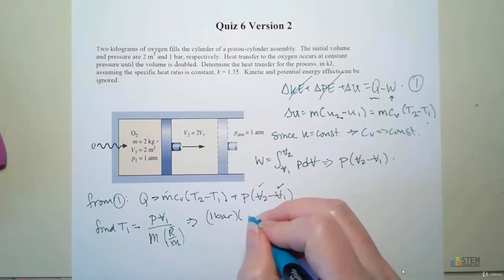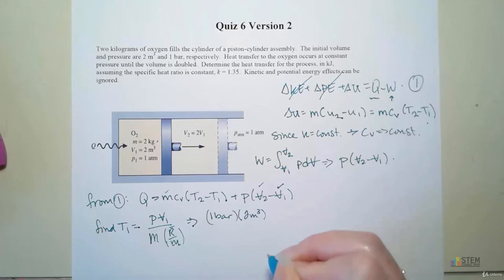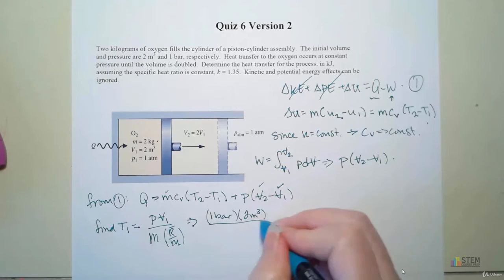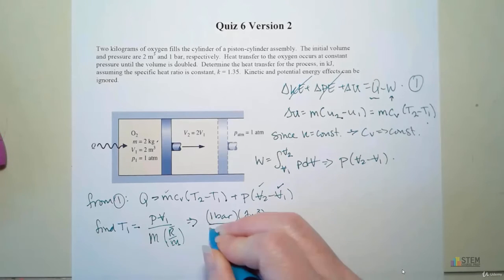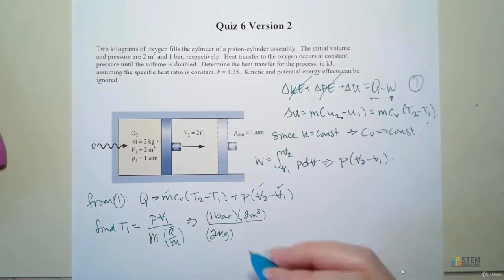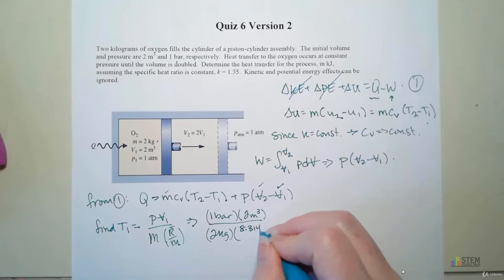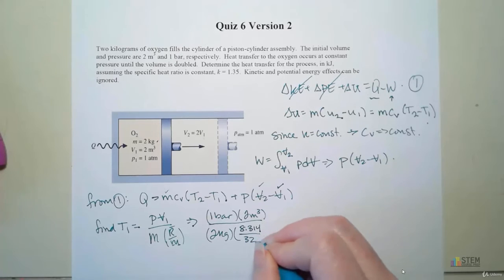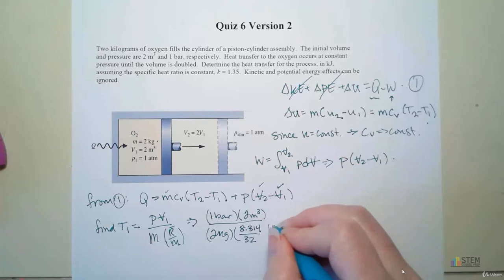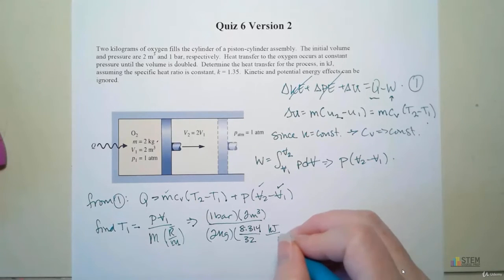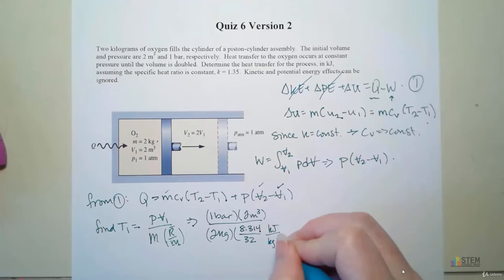And the initial volume was 2 cubic meters. We're going to put that over mass of 2 kilograms. And then R bar over molecular weight, we got 8.314 over 32 units. Once you do all the units and everything, you get kilojoules per kilogram Kelvin.